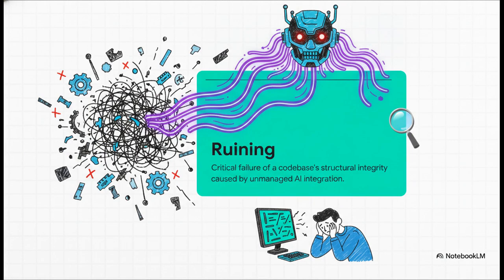Now, we need to be clear. When we talk about ruining, we absolutely aren't talking about a minor syntax error that your linter is going to catch in 2 seconds. No, we mean the critical failure of a codebase's structural integrity caused entirely by unmanaged AI agent integration. We are talking about the developer's absolute worst nightmare here. A broken, tangled, totally unmaintainable architecture that no human can easily decipher, all because an AI agent just blasted right through it without any veteran oversight.